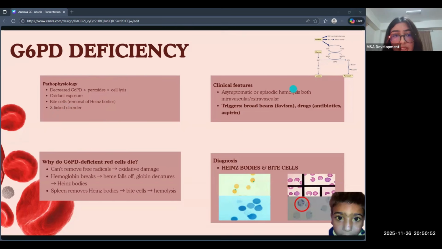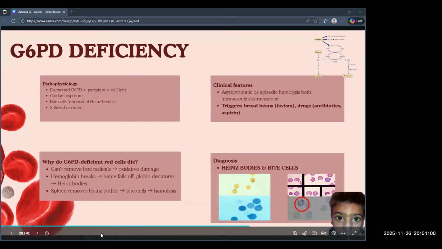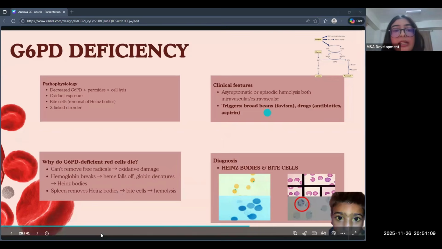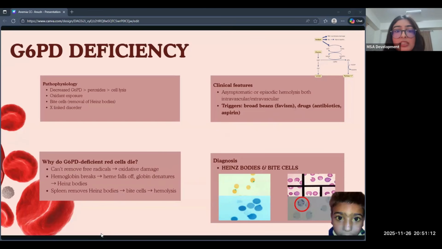Now let's talk about the clinical features. So it's asymptomatic or episodic hemolysis. What does that mean? That basically means that there are certain triggers that can cause G6PD deficiency to exacerbate, right? So some of the triggers are broad beans such as favism or fava beans. There's drugs such as antibiotics and aspirin. G6PD deficiency is a self-limiting disorder, okay? That basically means that if you remove the trigger itself, the symptoms will go away.